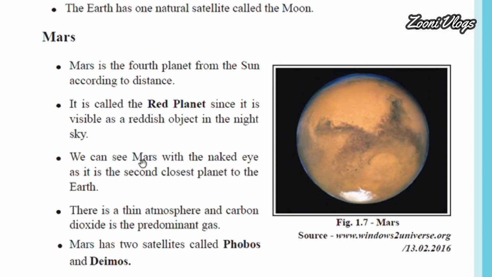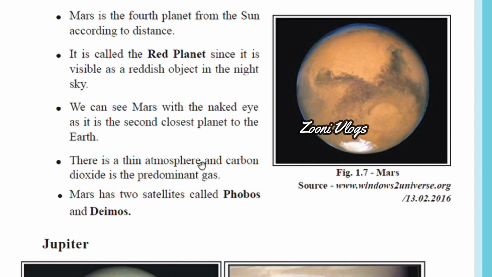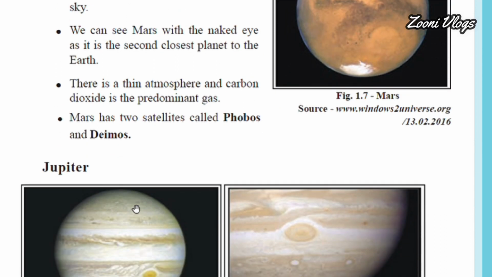We can see Mars with the naked eye, as it is the second closest planet to the Earth. There is a thin atmosphere, very thin, not thick, and carbon dioxide is the predominant gas. Mars has 2 satellites called Phobos and Deimos.